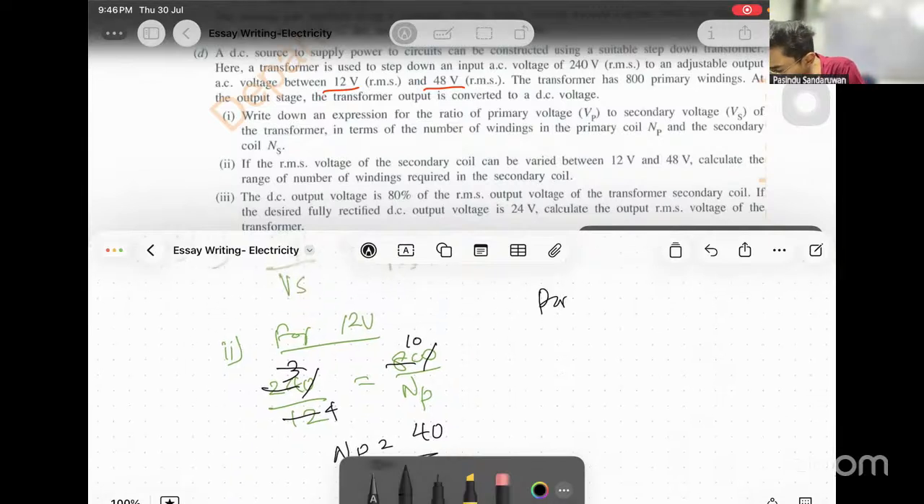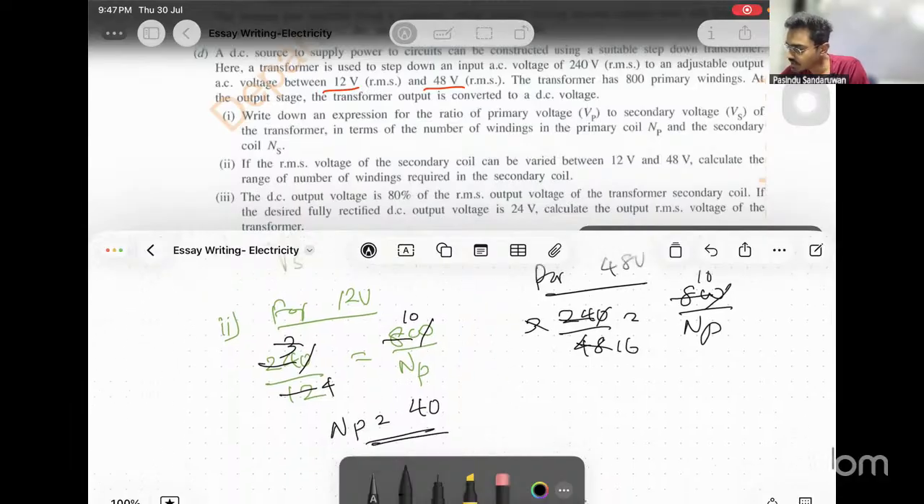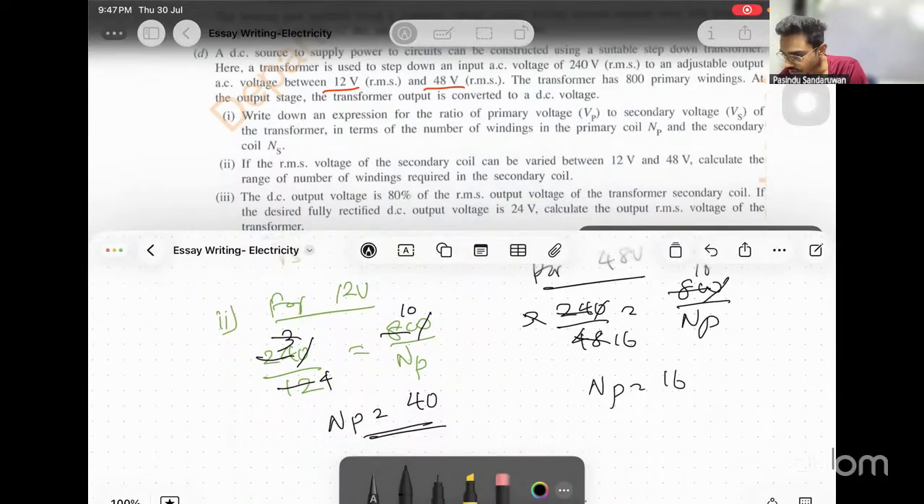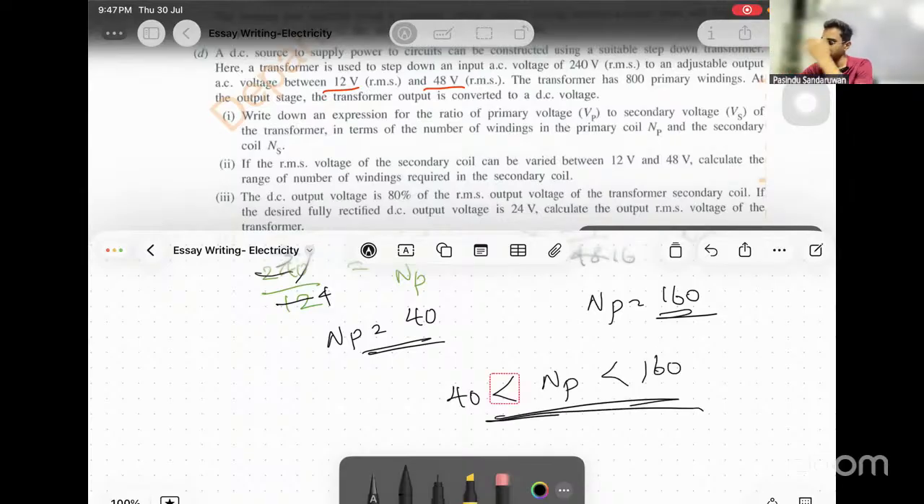Then for 48 volts, 240 over 48 equals 800 over Np again. The zeros cancel, 8 times 3, 8 times 10, then 3 times 16 here. In that case, Np equals 160. The range is asked, so the range of windings is 40 to 160.